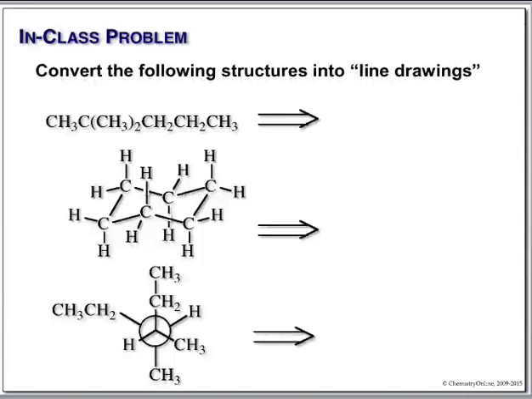Let's do a couple problems here. Let's take these various drawings and convert them into line drawings. Now I will give you a hint as to what's coming in the future. On Blackboard, one of the links that you'll see is called the drawing palette. It's a very elegant little JavaScript thingy that allows you to draw line drawings for various compounds. It will then convert it into a code that's called a SMILES string.